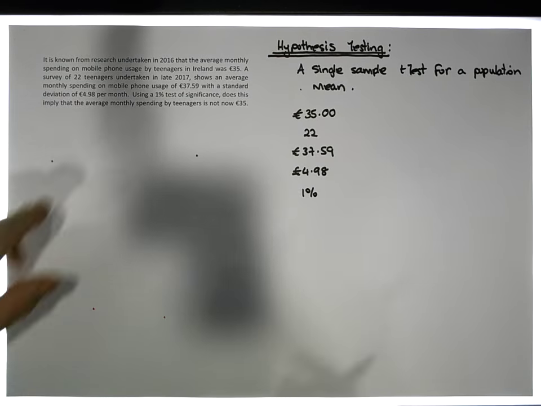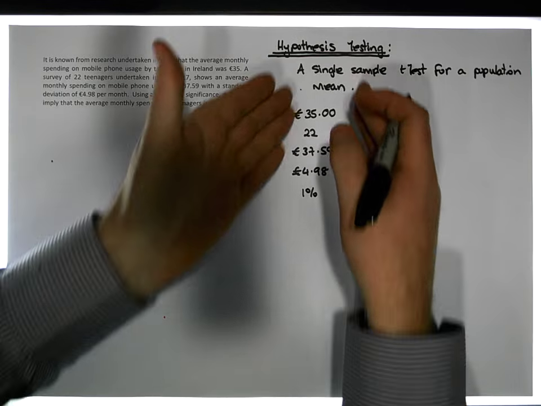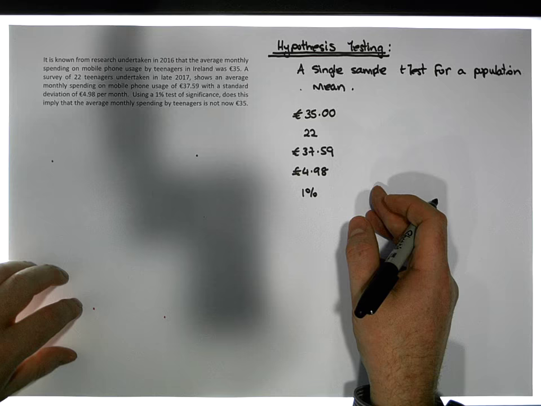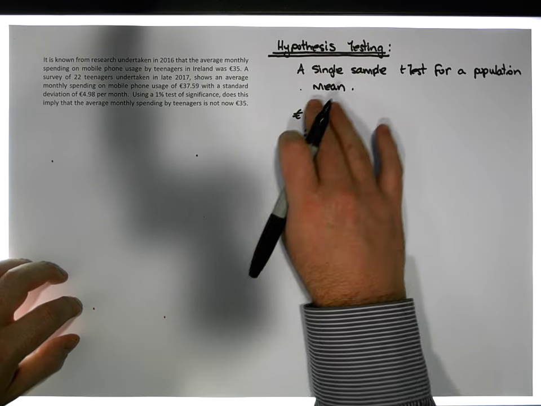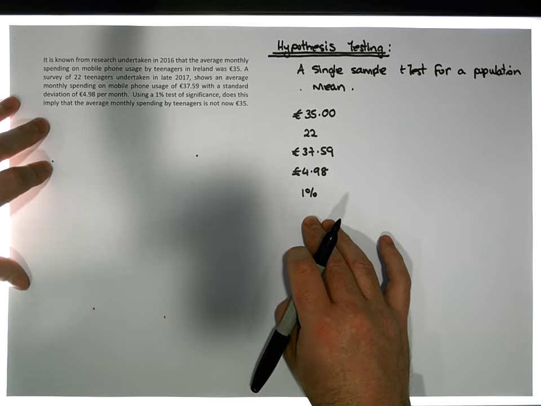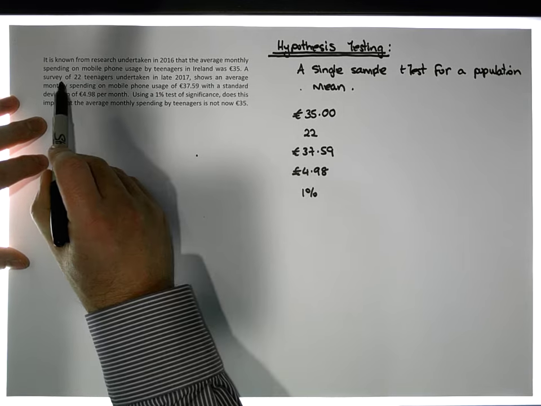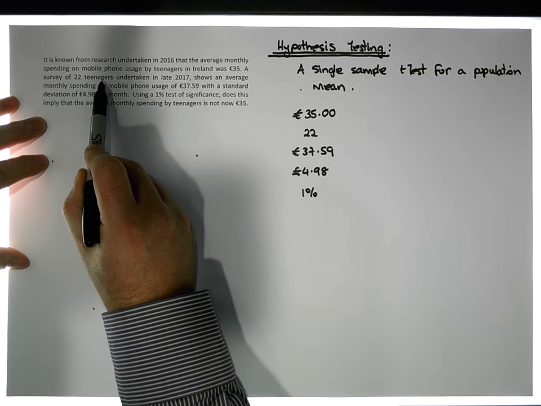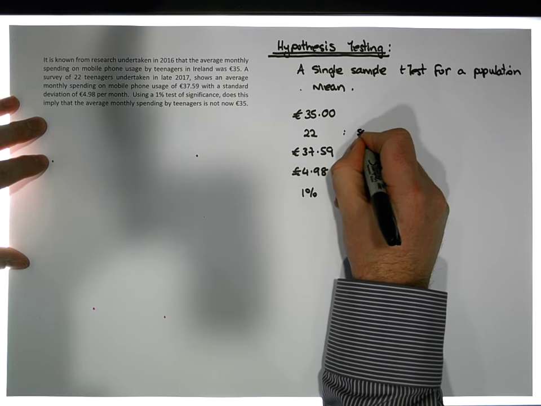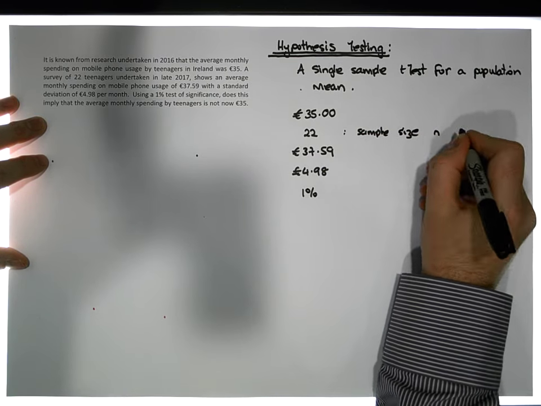So what I like to do here is take all the information out of the scenario and list the numbers down, excluding the years in this case. Then, from these numbers, try to assess which information is the sample data, which information has been provided with respect to our samples. The second sentence says a survey of 22 teenagers. So this 22 must be our sample size, our sample size n.